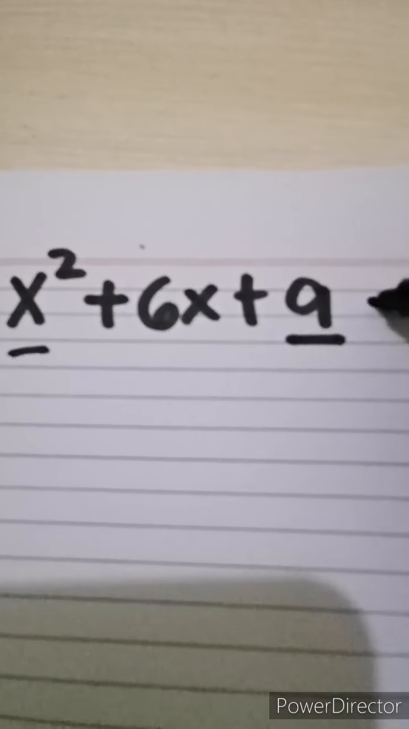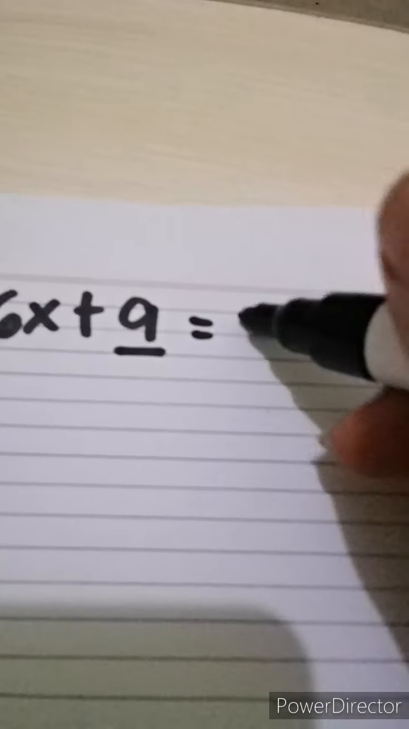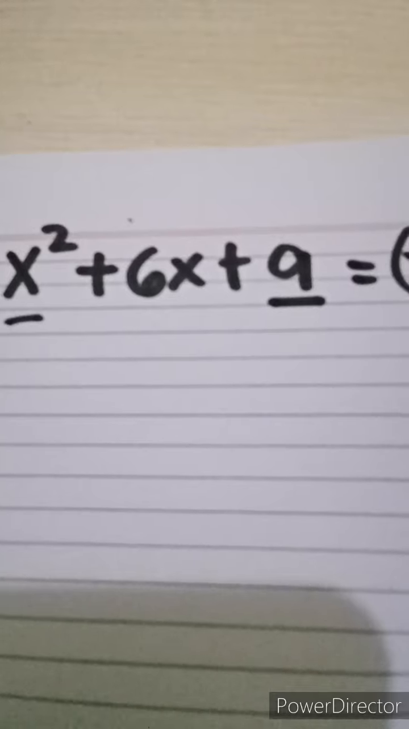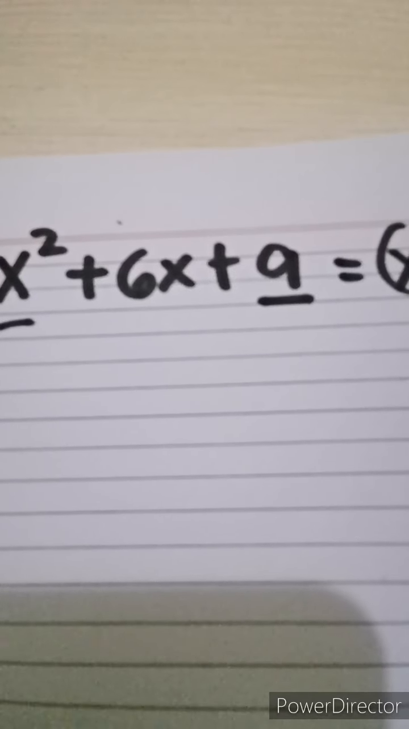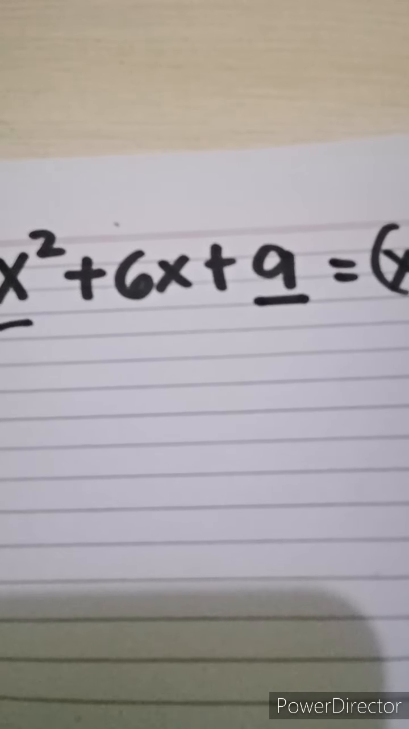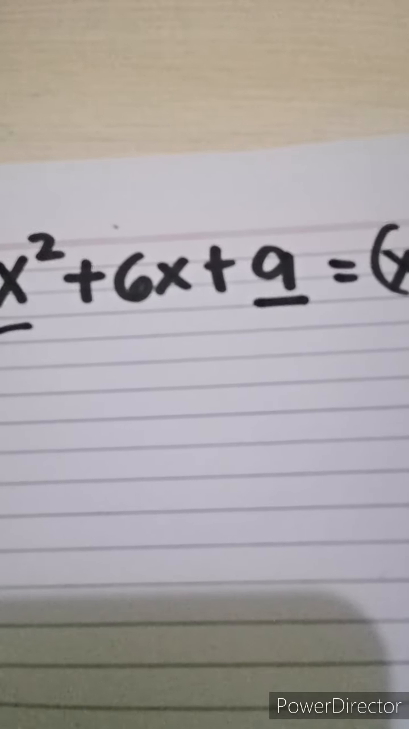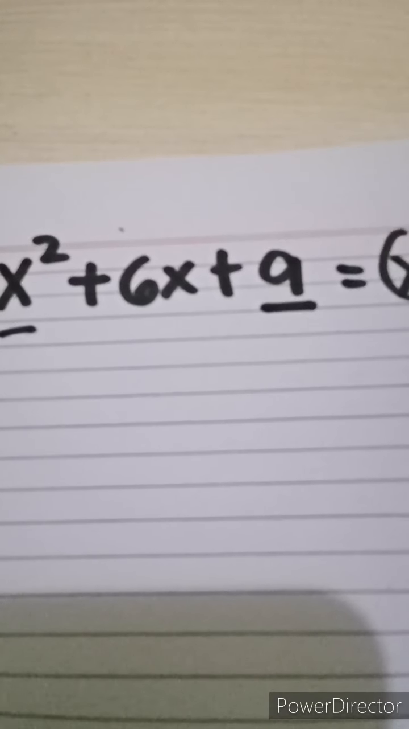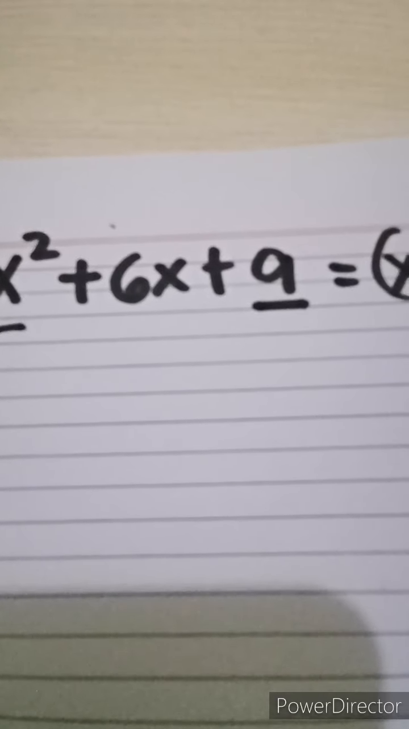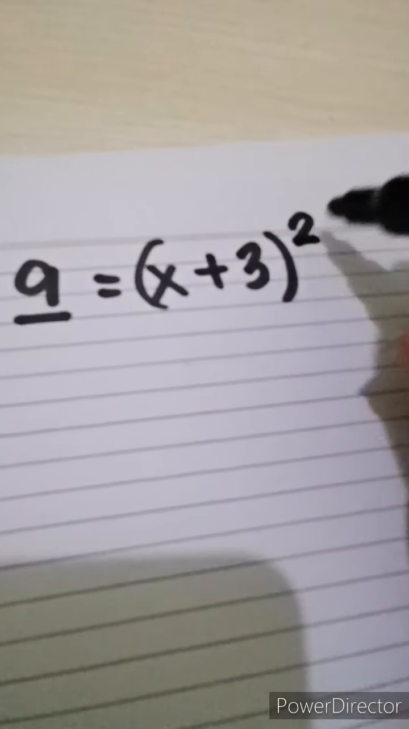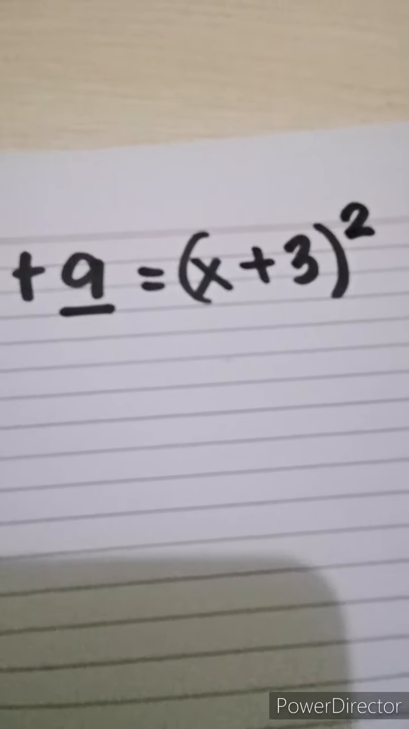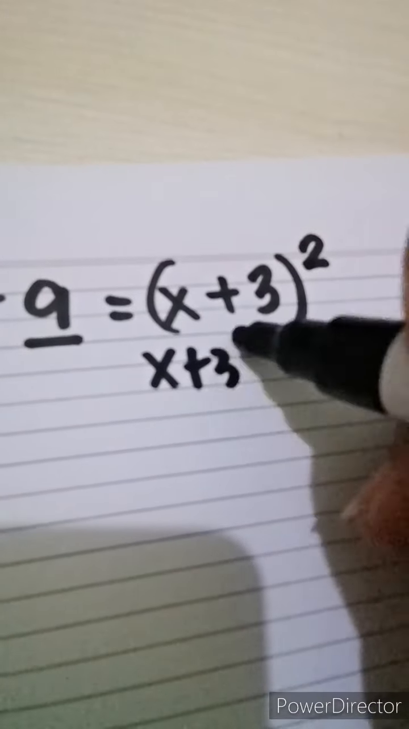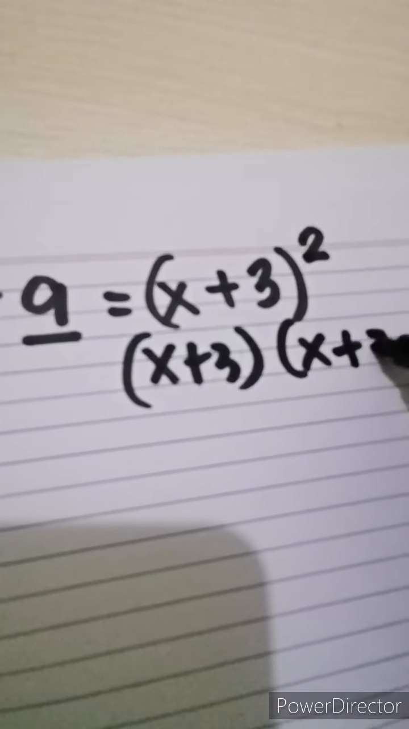So, ang gagawin natin, get the square root of the first term. Kuhanin mo yung square root. So, square root of x squared is x. And then, get the square root of the last term. Ang square root ng last term is 3. Okay. Then, tingnan mo kung ano yung sign ng nasa gitna. So, ang sign ng gitna ng term natin is plus. And then, we have squared. So, ibig sabihin, x plus 3 quantity squared. Or, pwede mo rin siyang isulat na x plus 3 times x plus 3.